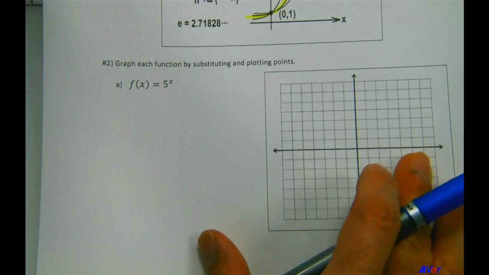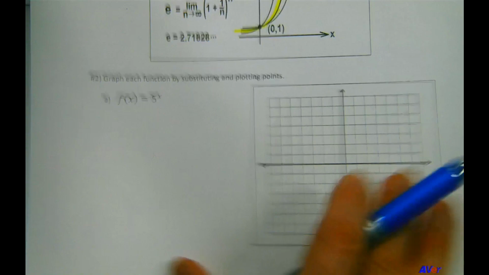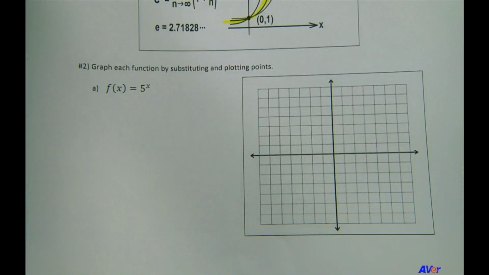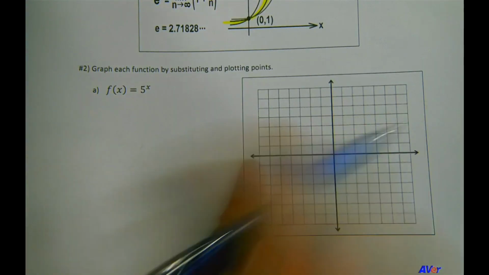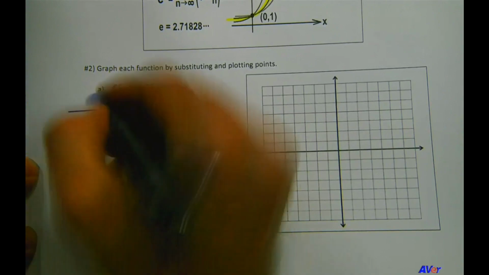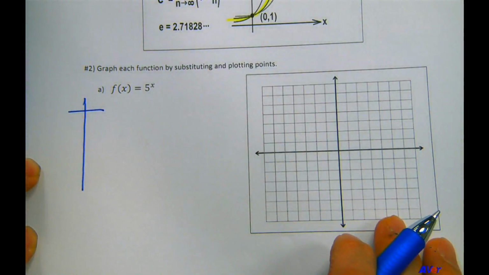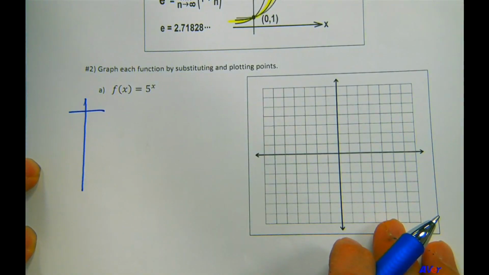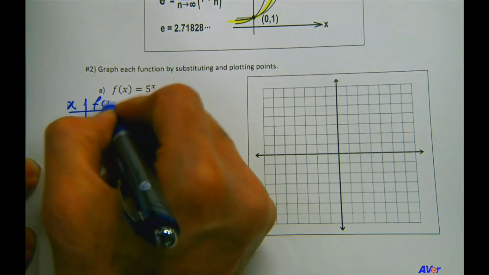So here on the second exercise for us, it says graph each function by substituting and plotting points. So it says manually basically graph this. Okay, so that shouldn't be too hard. If we do a table of values here, a small one, let's say these values are x and these values are f of x.